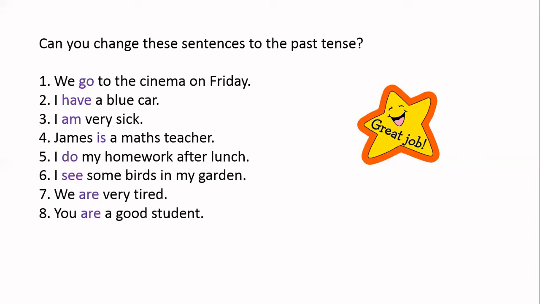Good. Number 3, I am very sick. In the past tense would be I was very sick. Number 4, James is a maths teacher. Would be James was a maths teacher. Number 5, I do my homework after lunch. Would be I did my homework after lunch. Number 6, I see some birds in my garden. Would be I saw some birds in my garden.